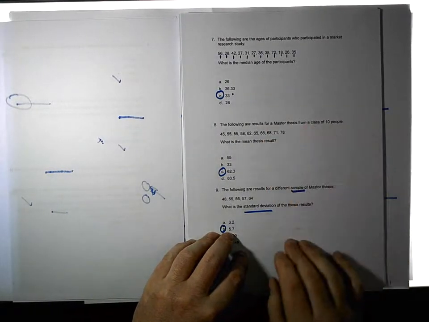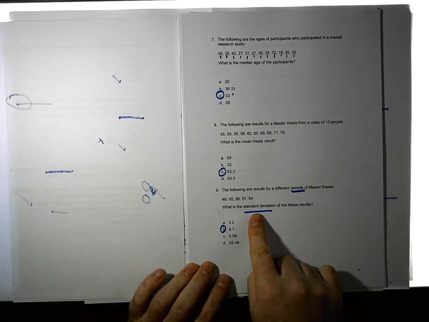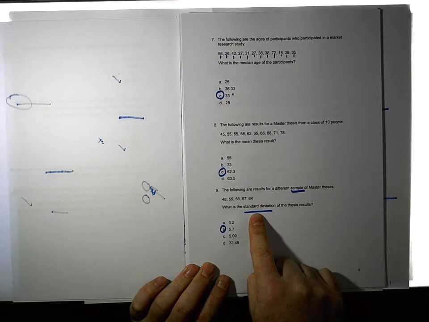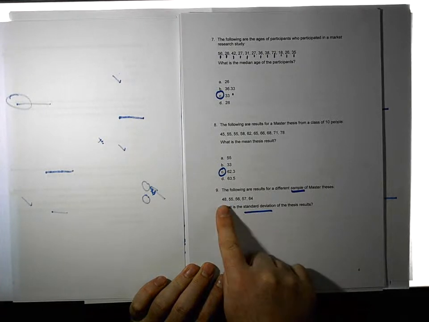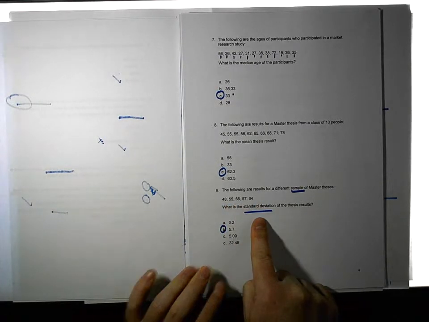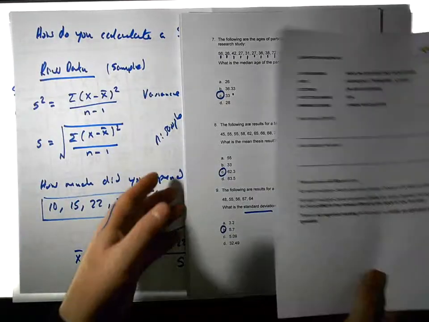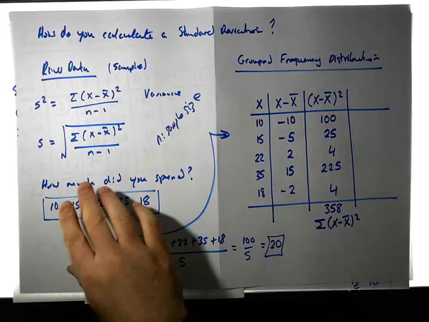That's to calculate the median, the mean, and the standard deviation. There's an example in the sample multiple choice questionnaire that gives you raw data and asks you to calculate the standard deviation. That's what we did first. Okay, that was the first thing that we did.